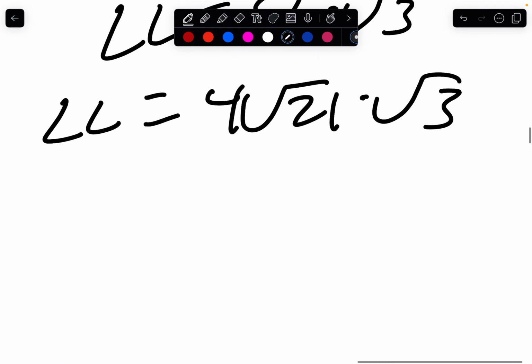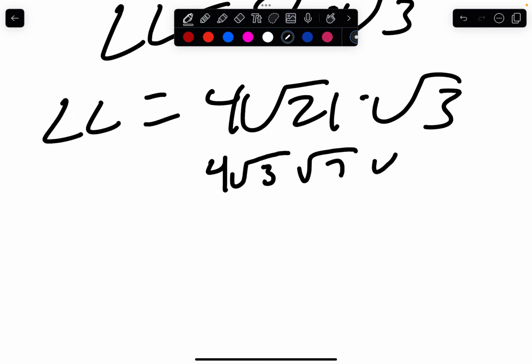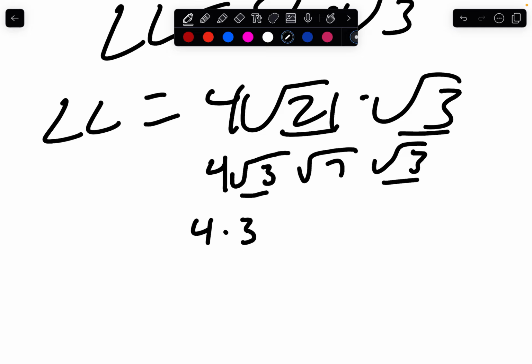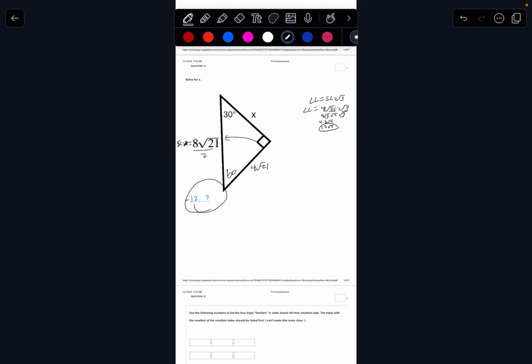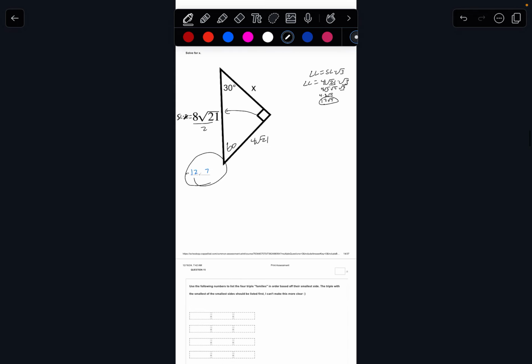Remember, when you're multiplying, I find it better to pull out a common factor if possible. There's a common factor of 3 here. Why? What is root 3 times root 3? That is whole number 3. Don't forget the 4 in front. So this would be 12 root 7. So I had to do 4 root 21 times root 3 and simplify that.